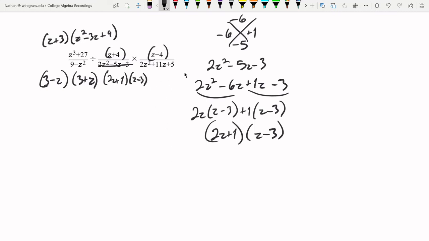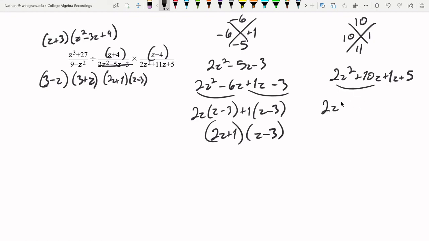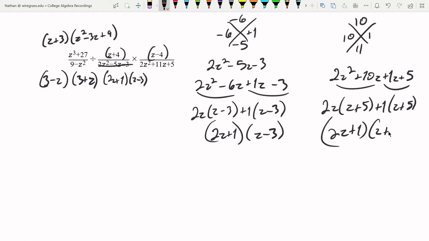Okay, this last expression, once again, the AC method is going to be 2 times 5, which is 10. Has to be 10 and positive 1. So it's going to be 2z squared plus 10z plus 1z plus 5. Now I can take out the first two terms, 2z, z plus 5, and then positive 1 again, z plus 5. It's going to give me 2z plus 1, z plus 5. All right.